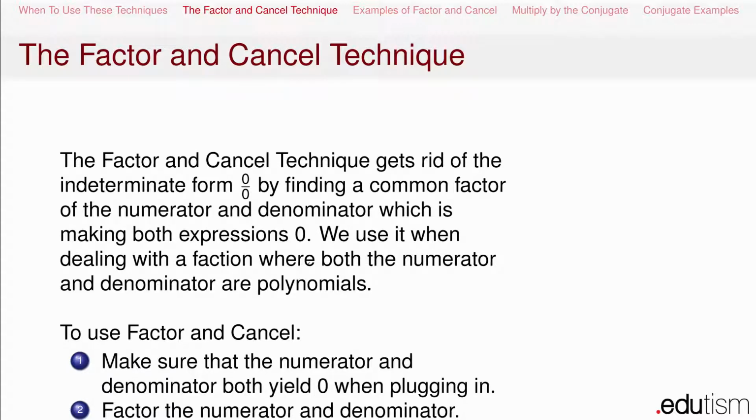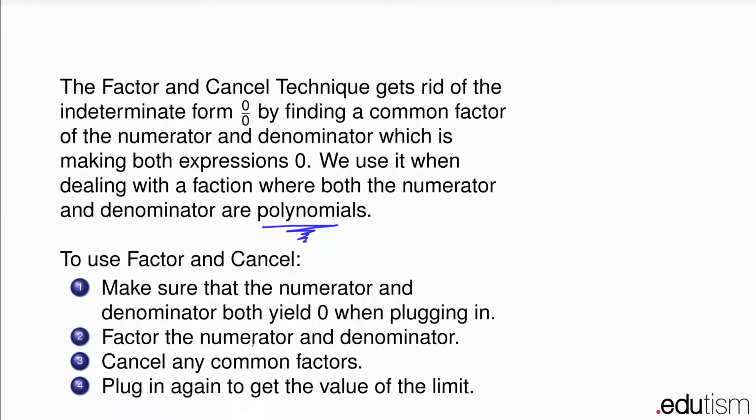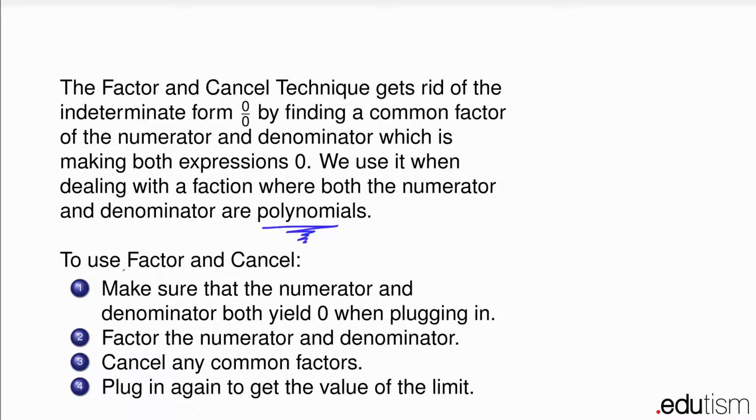Hopefully by making that thing cancel, we'll prevent the top from being 0 and also prevent the bottom from being 0. We use this technique whenever we have a fraction where both the numerator and denominator are polynomials. If we don't have a polynomial, we can't factor, so we cannot use the technique. The steps involved in the factor-cancel technique are as follows.